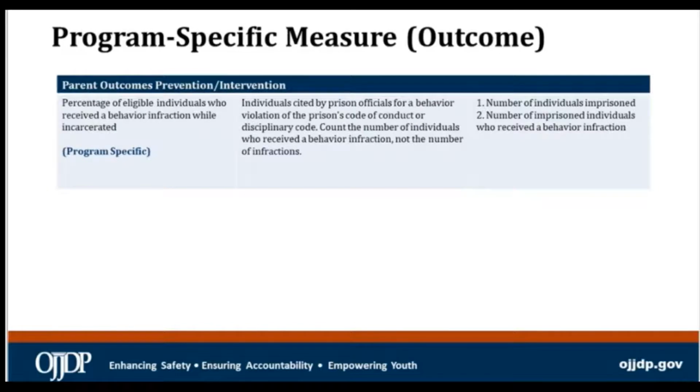Percentage of eligible individuals who received a behavior infraction while incarcerated is a program-specific parent outcome prevention intervention measure. Individuals cited by prison officials for a behavior violation of the prison's code of conduct or disciplinary code. Count the number of individuals who received a behavior infraction, not the number of infractions. So for this one, you will report the number of individuals imprisoned and also the number of imprisoned individuals who received a behavior infraction.